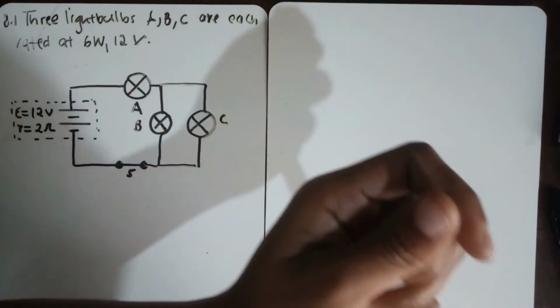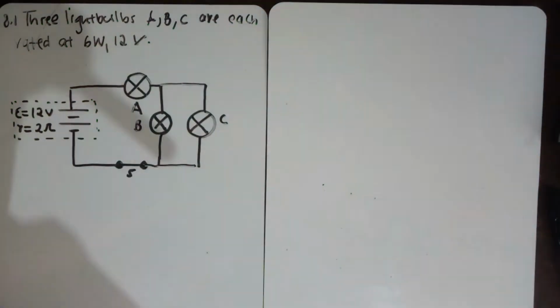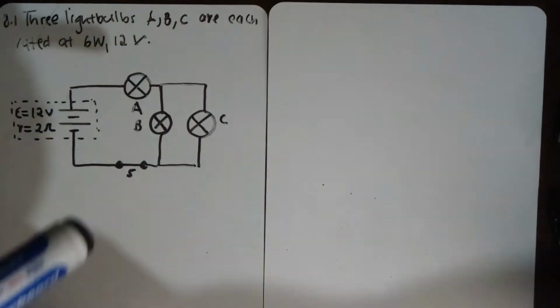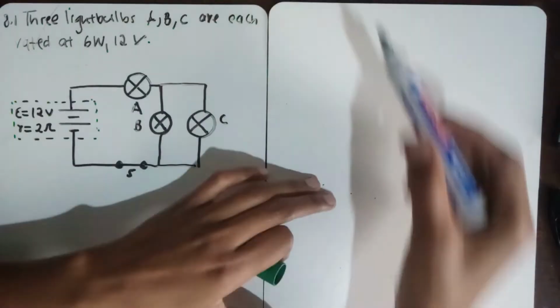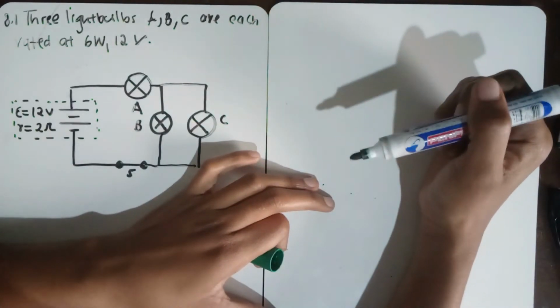Okay, so now question 8.1.1 wanted us to define the term power, and as we know, power is defined as the rate at which work is done. So that is a simple question. It's worth 2 marks. And then question 8.1.2 wanted us to calculate the resistance of each bulb when used as rated.